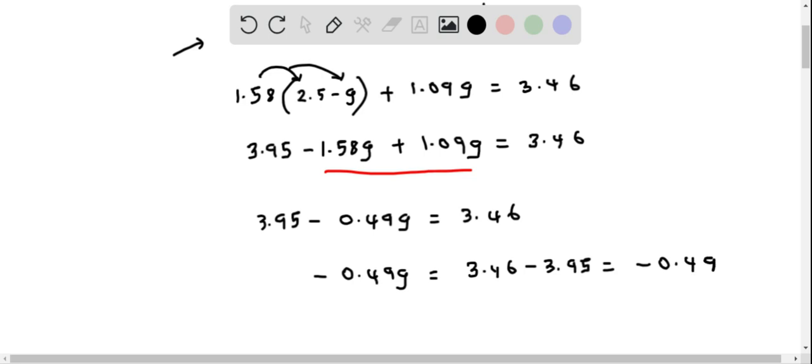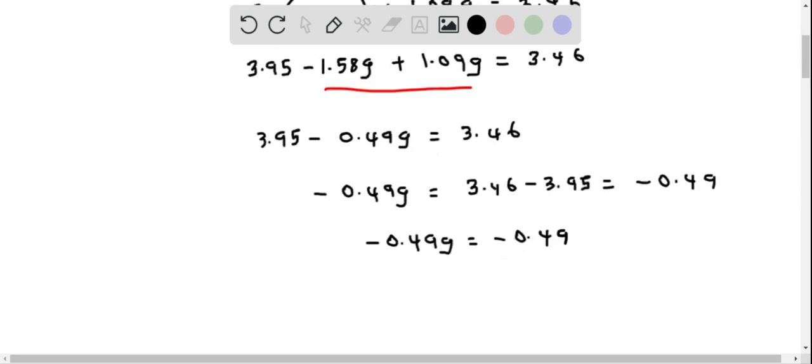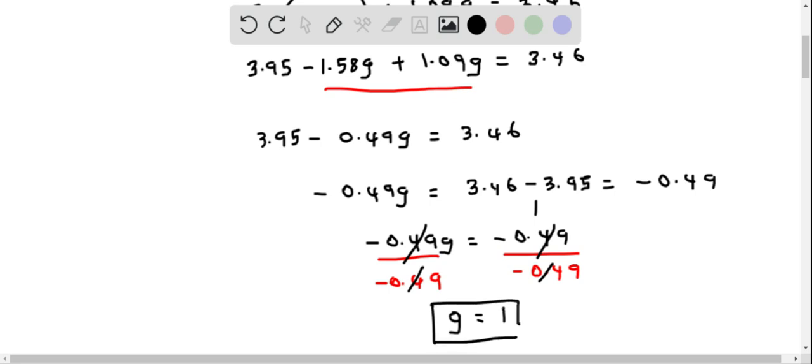So therefore, we have the equation negative 0.49 G equals negative 0.49, which means we can now solve for G by dividing both sides by negative 0.49. So we do that, that is negative 0.49 divided by negative 0.49. So here, these two get cancelled. We have G equals 1 times 1, equals 1. So we found the value of G equals 1.